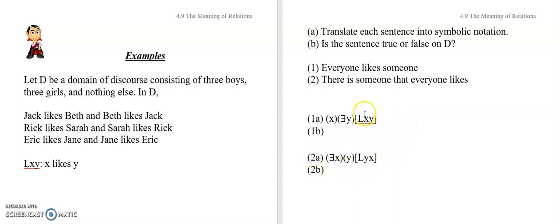So this is what's interesting about this now. Here's my question for you. Is this sentence true or false on this domain? Pause now.